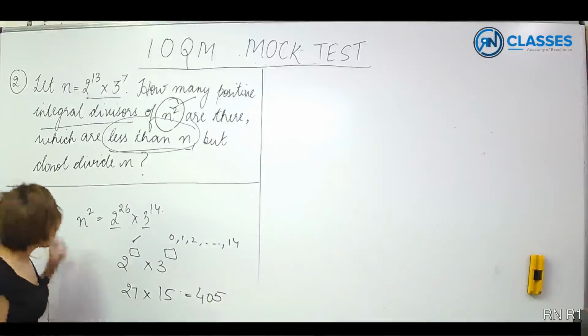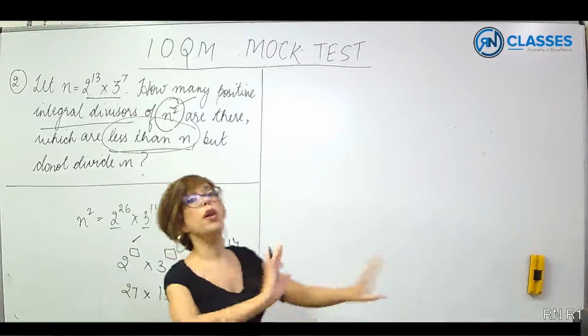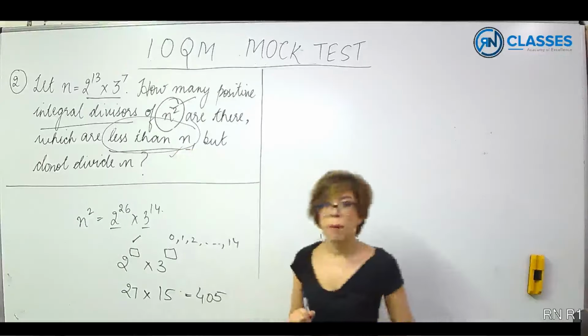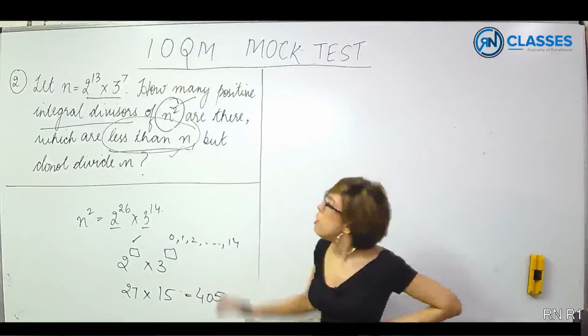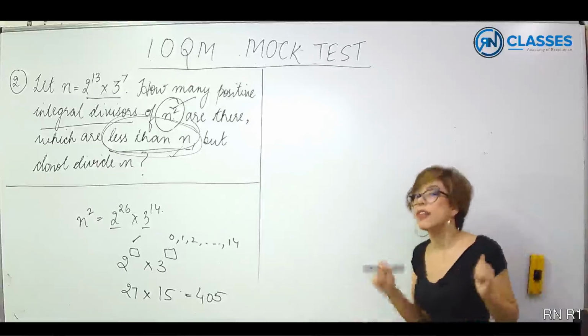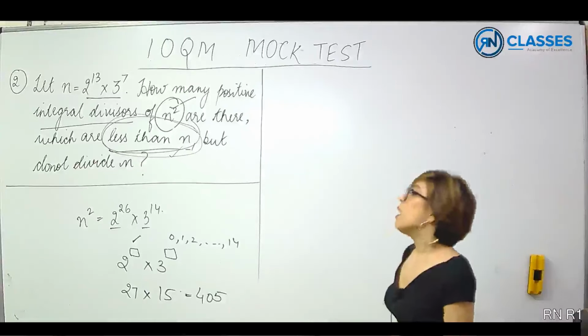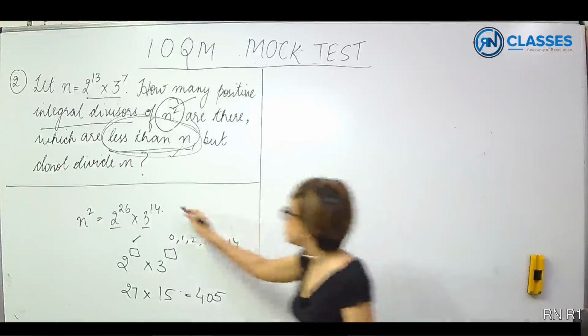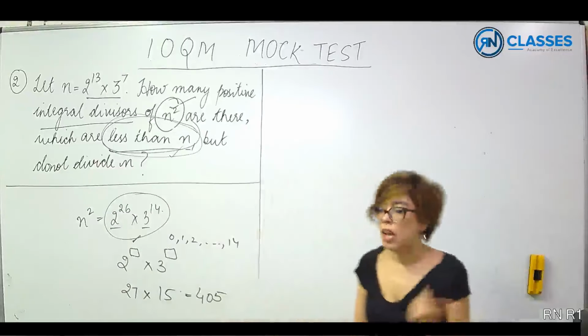Right? Now, he says we do not want all integral divisors. We want those divisors which are less than n, but do not divide n. First of all, let me talk about this thing, less than n. How many divisors would be there which are less than n? Okay. Now, let me think about the factorization of the number. If I need to write the factorization, let me see how I can write it.